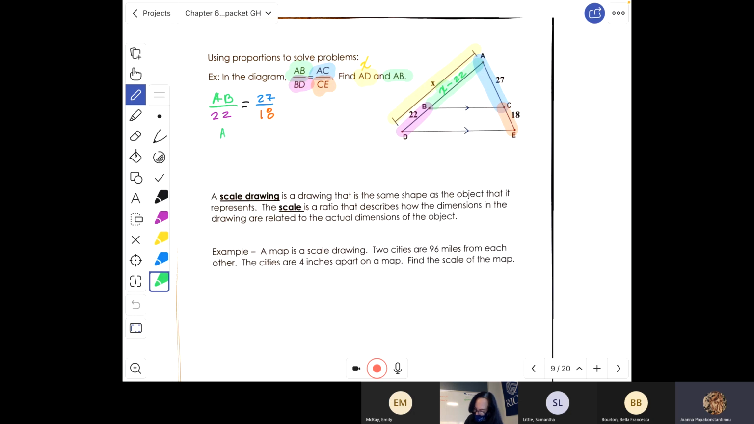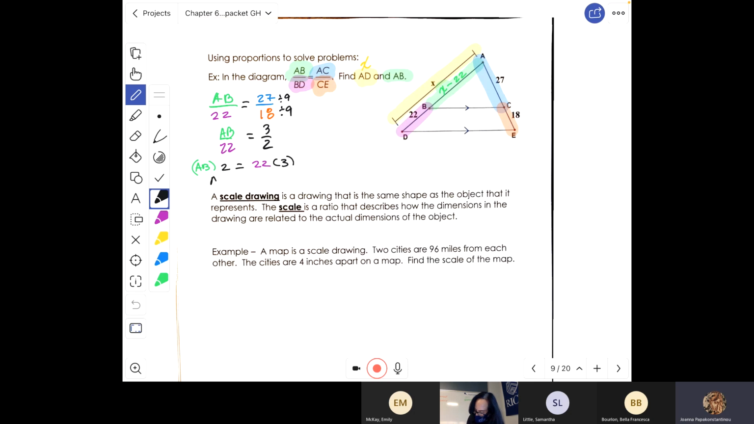So AB over 22 equals what? What am I dividing the numerator and denominator by? 9. 9, okay. So what is my new right-hand side? 3 over 2. Okay. And then you said multiply AB times 2 equals 22 times 3.